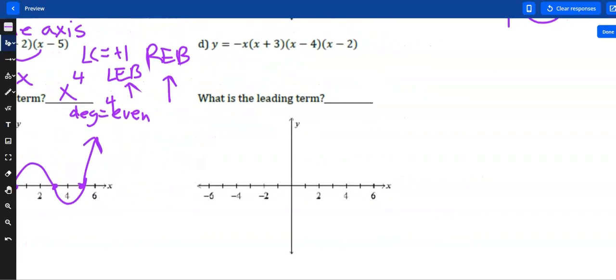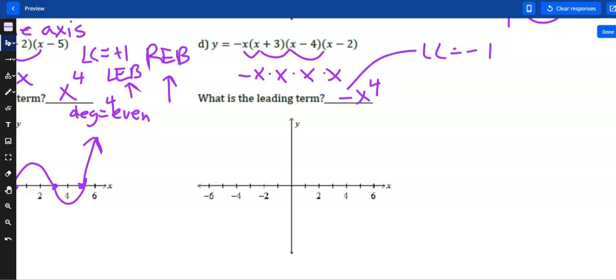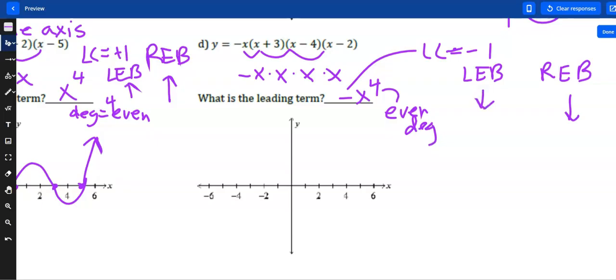I'm sure it's coming. So here we have -x times +x times +x times +x. That gets me -x to the 4th. So my leading coefficient is -1. That tells me that my right end behavior is down. And then my left end behavior is based upon the even degree of 4. So that tells me it's the same as the right, so that is down also.